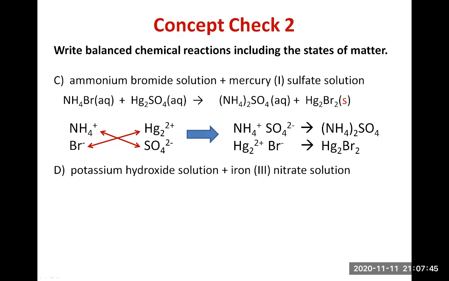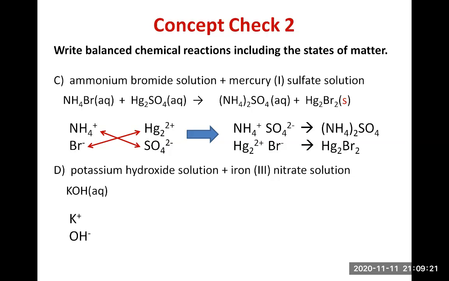Let's go through the final example here with potassium hydroxide and iron 3 nitrate. So let's find the formulas of these compounds and the ions first. So potassium is K plus from group 1A, has one positive charge. The hydroxide is one of those polyatomic ions you should learn. It's OH minus. So together, K plus and OH minus will make the compound KOH, and that's an aqueous solution here.